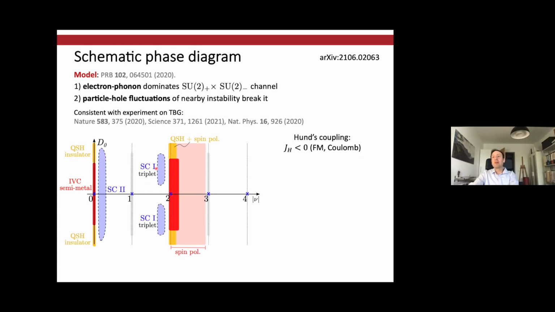If you do the same thing around mu equals 0 for the same sign of J Hund's, you actually obtain a singlet. Now, there are some indications that possibly superconductivity coexists with this polarized phase. And in this case, the state you get here is a non-unitary triplet.